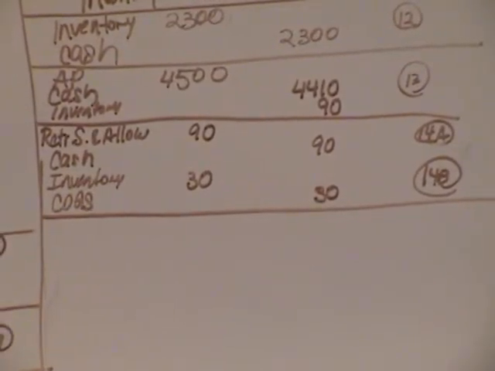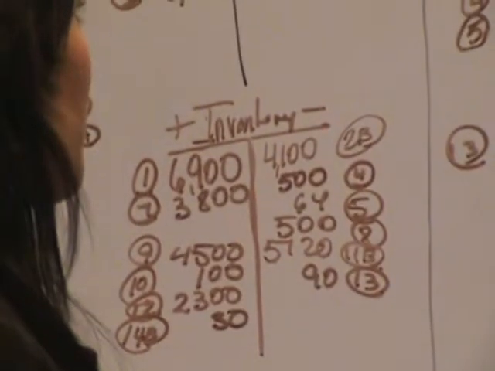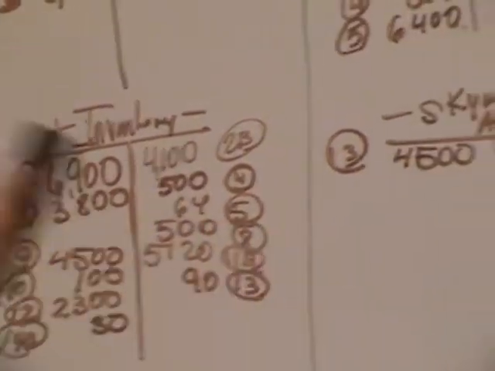Okay, then she posts to inventory. Did you post to inventory? Yes. And she posts everything up? Yeah. All right, cool. 30. We got one more entry, right? Yes. Go ahead. Almost out of here.